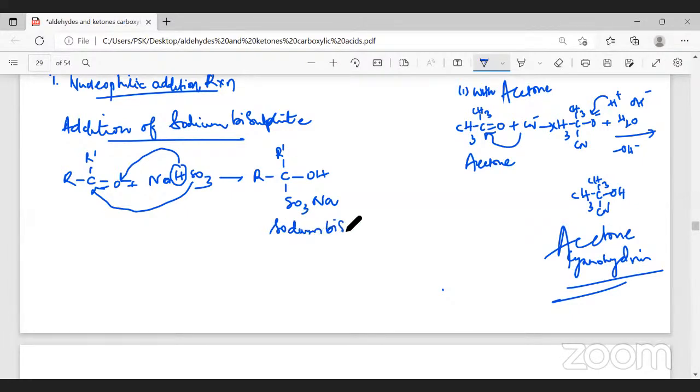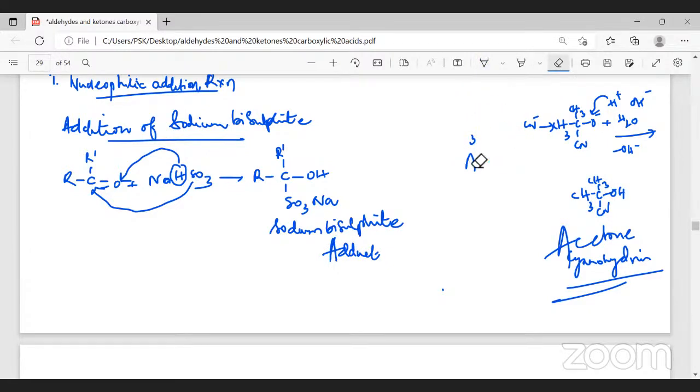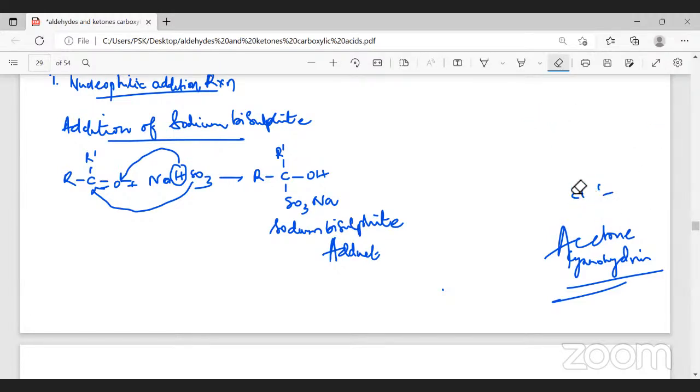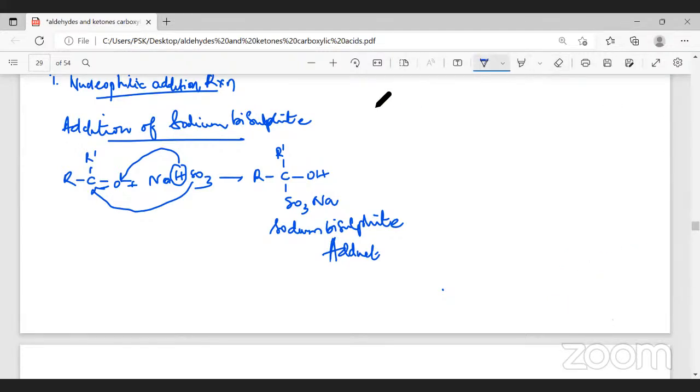Sodium bisulfite, an addition product. Therefore, it is called sodium bisulfite adduct. So you understood how sodium bisulfite reacts with a carbonyl compound. Now we will take a specific example and learn. We are also supposed to learn an important question here. I will tell you what that important question is in a few minutes.